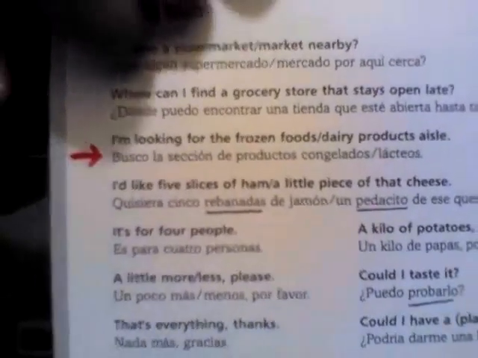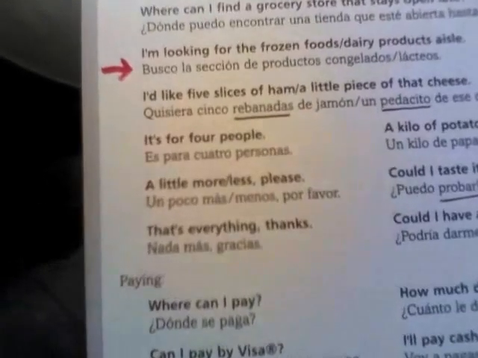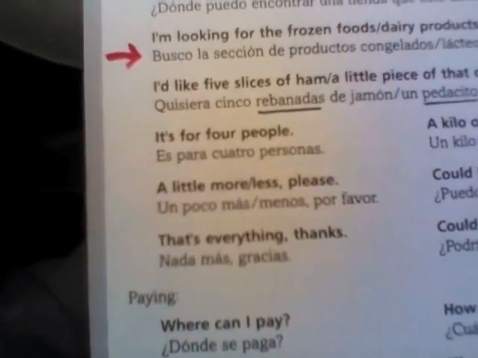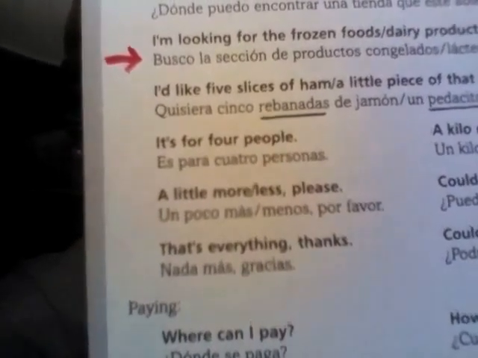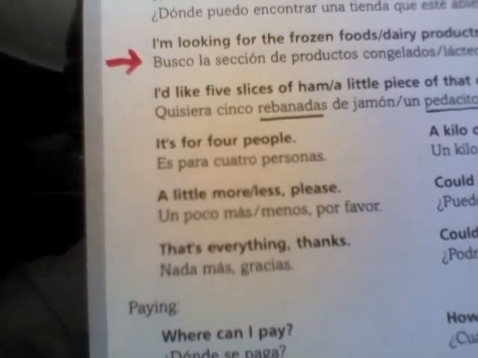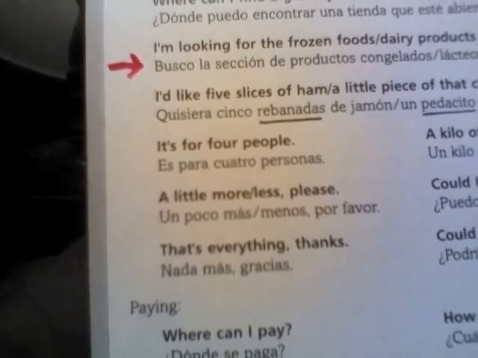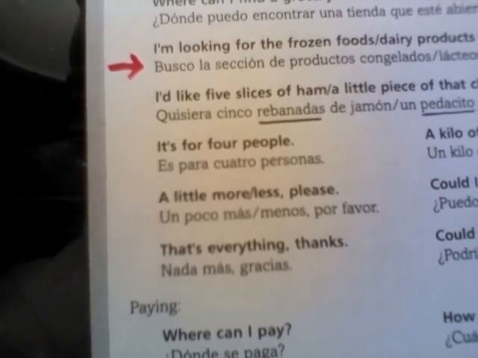Paying. Oops, wrong way. Where can I pay?